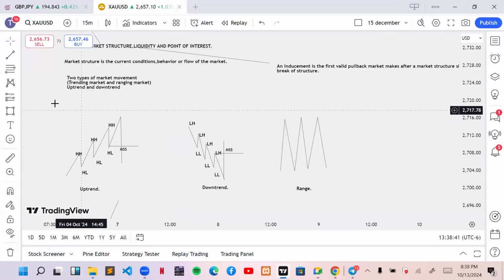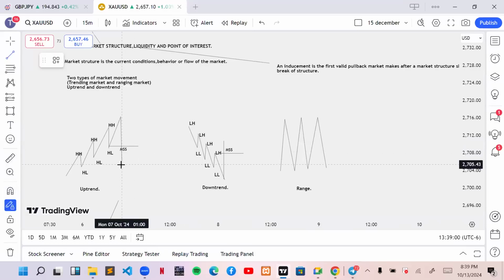So in this case, market was on an uptrend, making a series of higher highs and higher lows, higher highs and higher lows, higher highs, they now made a lower low. So this is where our market structure shift is. So after the market structure shift, market will now make a pullback towards that direction that it shifted structure from.